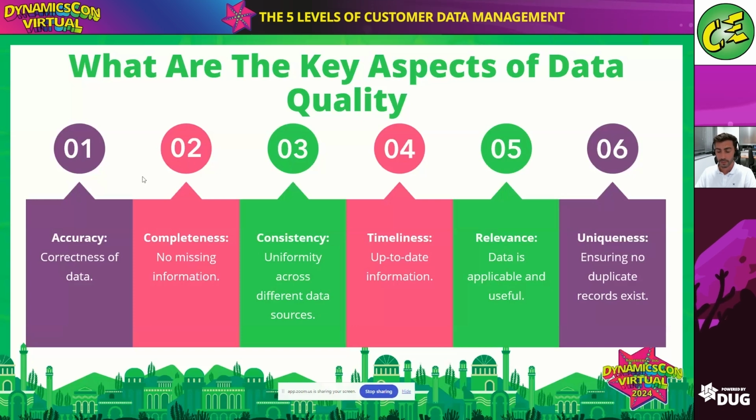Have we got the critical fields in place? So again, quite an easy one to measure. We then move on to number 3, where we look at consistency.